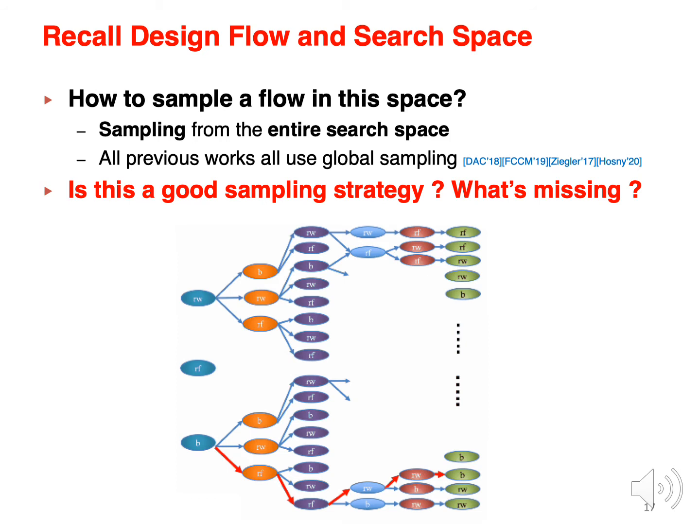So no matter what kind of approach you use, exploration always involves sampling the design space. So what strategy are people using to sample a design flow? In previous work, all the explorations are based on global sampling, which means that each exploration, or each static data point, is collected by sampling the entire search space. So the question is, is this a good strategy, or can something else be done? If it's not, what is missing?